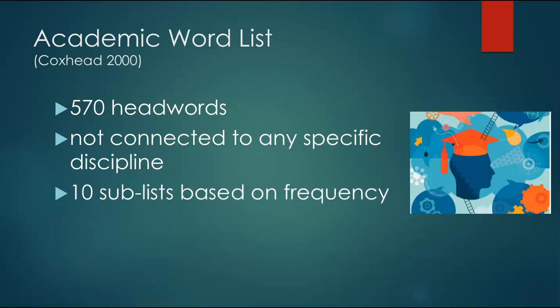There are 10 sublists in the Academic Word List based on their frequency. And they compose about 9% of an academic text. So if you looked at an academic text, about 9% of the words in it would be from the AWL.